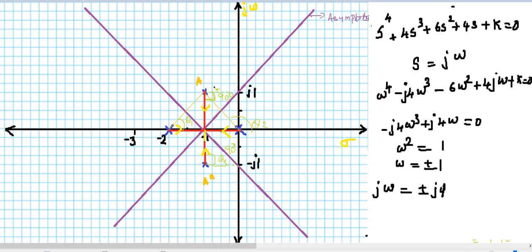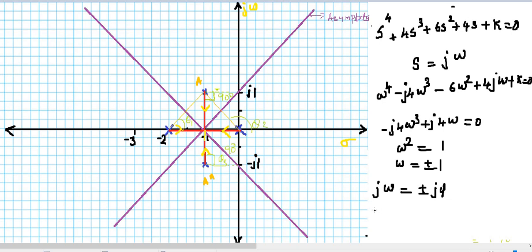That we already got here, okay, because the asymptotes are passing through plus or minus j1, and I have already told you, since the centroid and breakaway point are the same, the root locus branch will pass through the asymptotes only. So we got the meeting point of asymptotes as plus or minus j1.